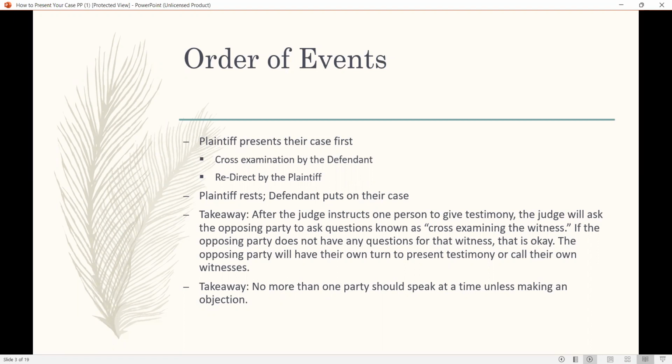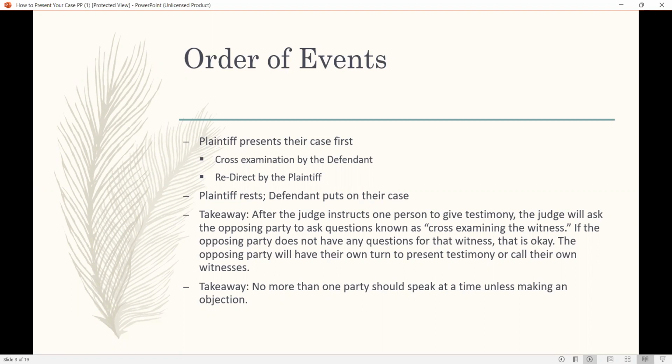So now the defendant can go outside the scope of what the plaintiff testified about and put on evidence of either affirmative defenses or evidence that what plaintiff is saying can't be or isn't true. The main takeaway is to remember that after the judge instructs one person to give testimony, the judge will turn to the opposing party and ask them if they have any questions or cross-examination for either the plaintiff or the witness. If the opposing party does not have any questions for that witness, it's okay.